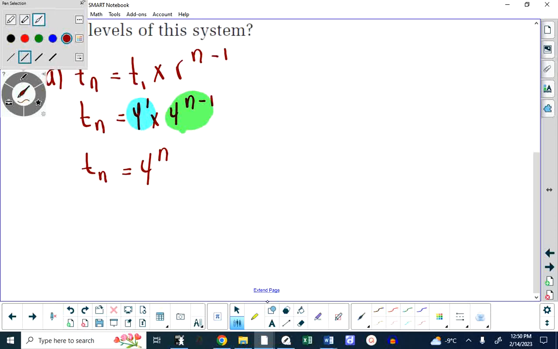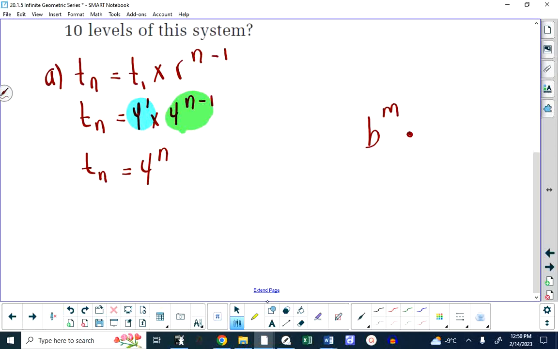And I will remind you that when you have a base raised to an exponent multiplied by another power with the same base and another exponent, you can add the exponents together. The base remains the same, and you add the exponents. That's why, for example, x squared times x cubed is x to the 5.